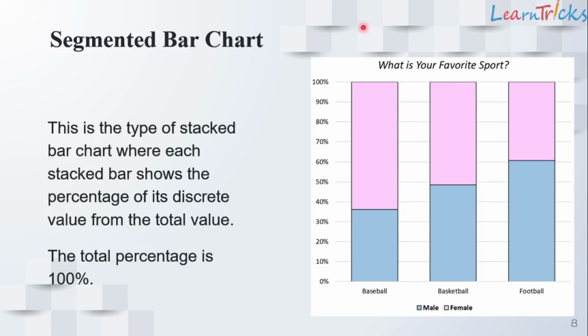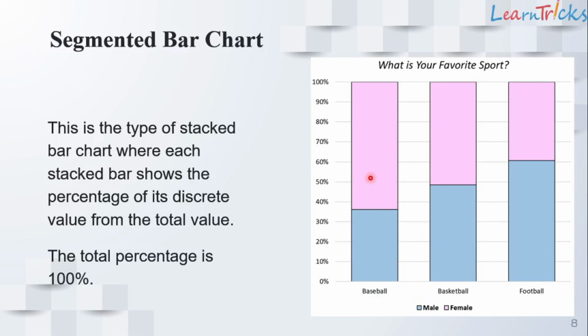Just like here, the graph shows the answers from male and female persons, and the question was what is your favorite sport, and the options were baseball, basketball and football.